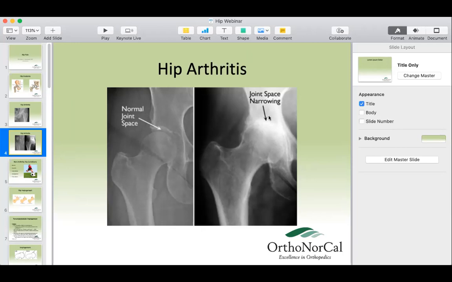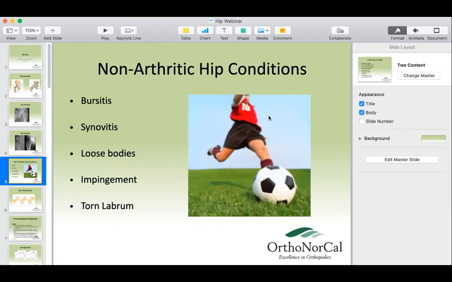Athletes, however, get a variety of other problems related to the hip that are not related to arthritis. So we're going to defer hip arthritis to Dr. Cagle's talk, and I'm going to talk a little bit more about two other entities. Specifically, what I want to talk about today is bursitis, which you see at the top of this list here, as well as hip impingement, which goes along with a torn labrum. And I'll talk a little bit about that.